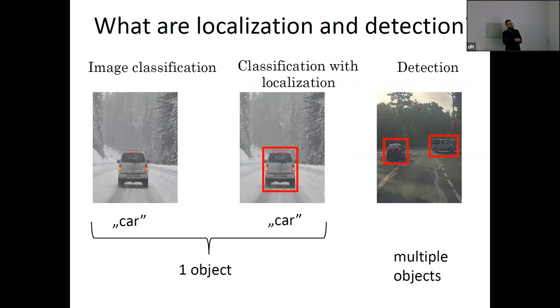The simplest task is classification, putting the label of car on that image. But classification with localization is putting the label on the image and also putting the bounding box on the car, so we have the localized car in the image. Of course, we are doing that in histopathology, but this is a simpler, clearer example. And detection is when we have multiple objects and we want to find them all.